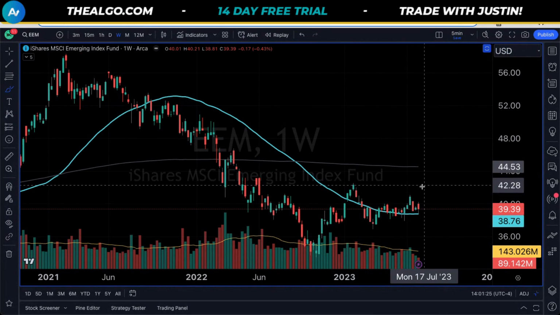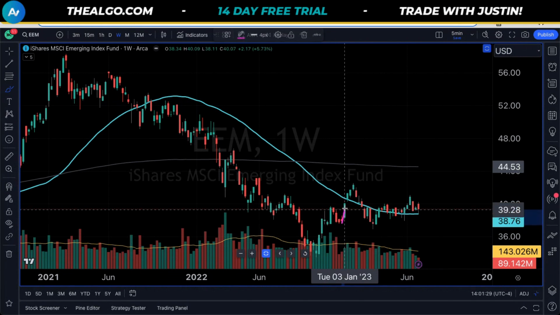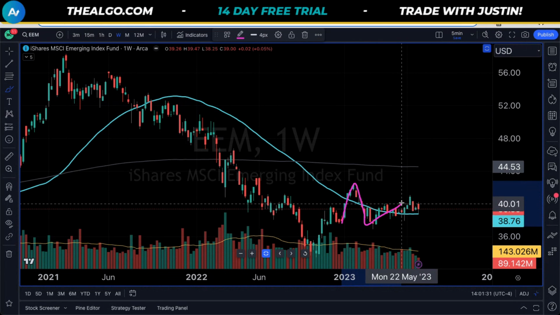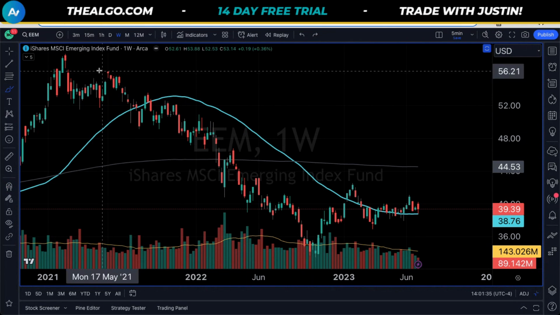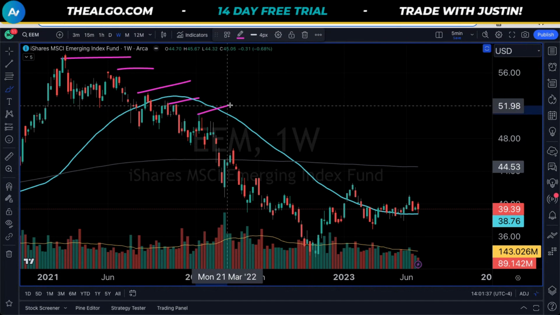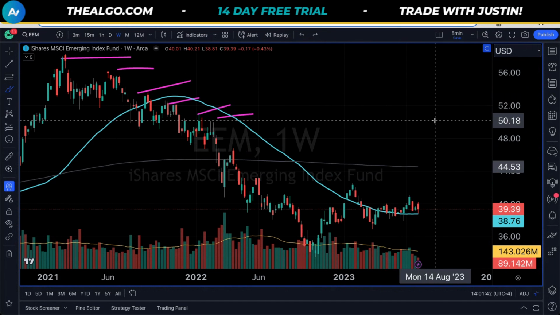Emerging markets over the 50 MA, but still struggling. It's having a hard time pushing off, right? Try to push off, falls down. Try to push off, lower high. Bouncing off the 50, I'm not sure. So what do we got? High, lower high, lower high, lower high. It cannot catch momentum or change the trend.